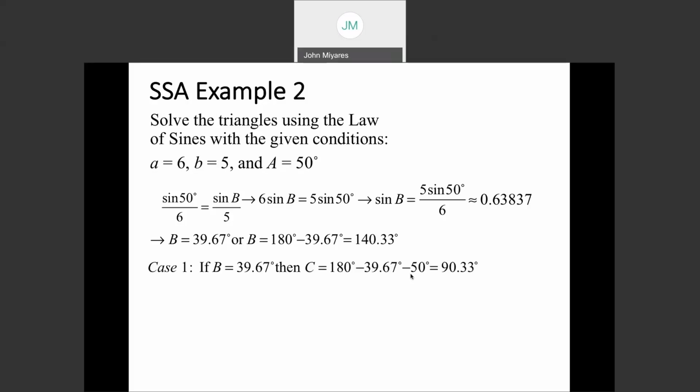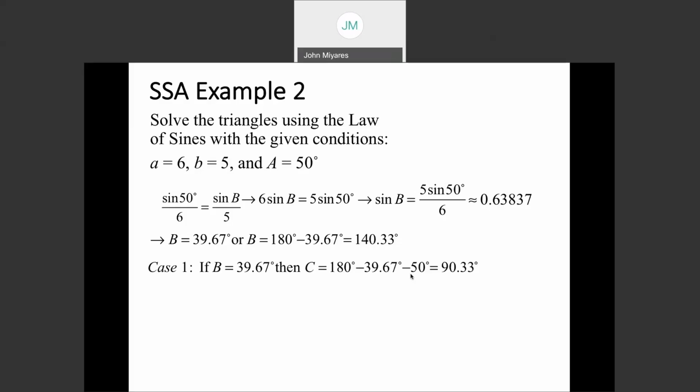Just like before, we're going to start by assuming the acute solution is actually possible. So if we assume that angle B equals 39.67 degrees and angle A is 50 degrees, that leaves angle C to equal 90.33 degrees.